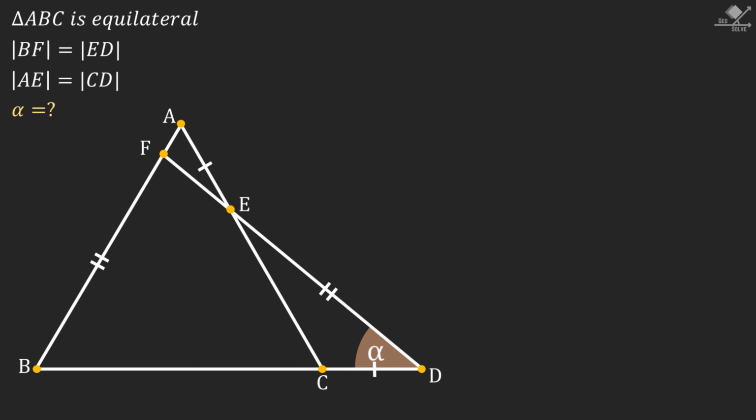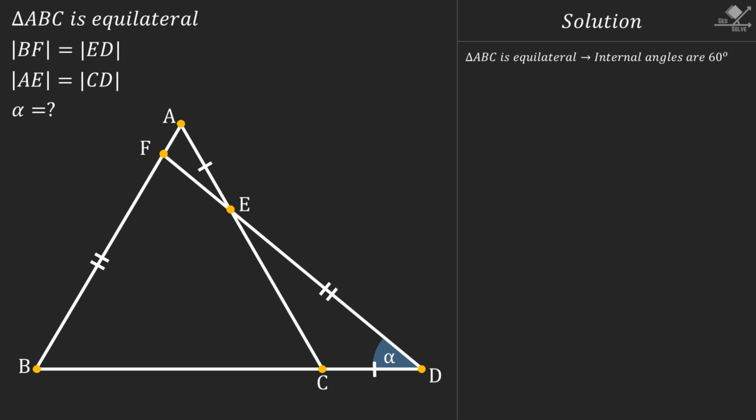Now let's start our solution. First of all, we know that internal angles of an equilateral triangle are 60 degrees. So let's show these angles on the diagram. For the next step, let's draw a parallel line to line segment AC from point D and extend line segment BA to intersect with the parallel line at point G.